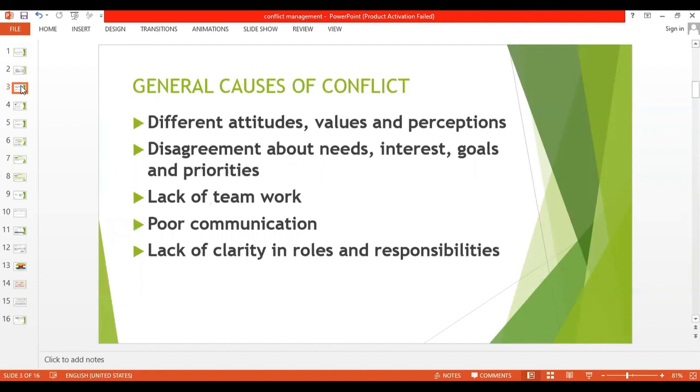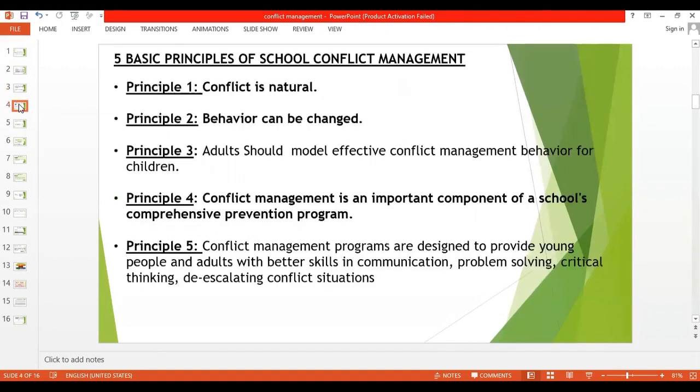So what are the general causes of conflict? Different attitudes create conflicts. Different values and perceptions, and disagreement about needs, interests, goals and priorities are also a cause of conflict between the children, students. Lack of teamwork causes conflict. Poor communication and lack of clarity in roles and responsibilities given to the students also create conflicts.